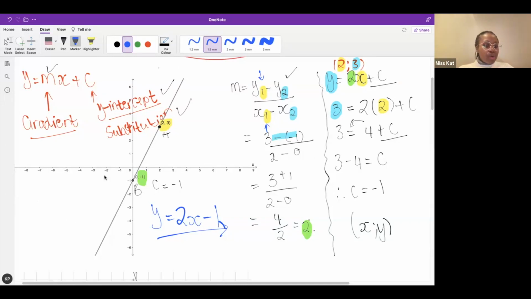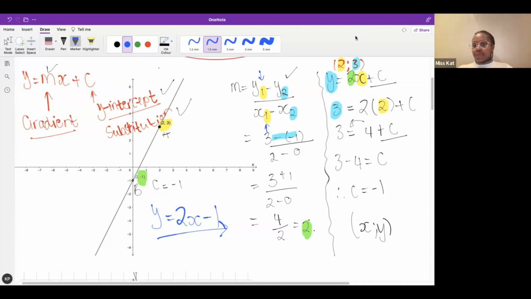That depends on the question, Lerato, okay? I just substituted. So if I ask you, what is the gradient? Then you have to say m equals 2, or the gradient is 2, okay? But if the teacher asks you, what is the equation for this graph? Or what is the formula for this graph? Then it's okay to just substitute.